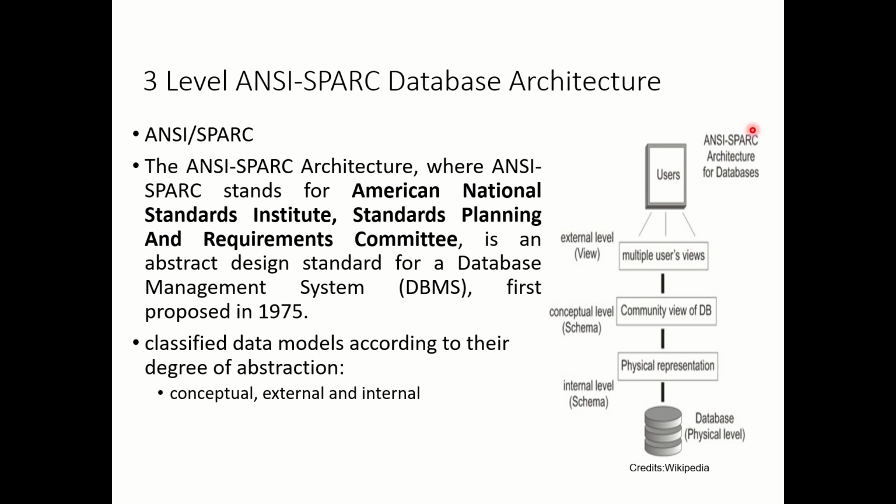Okay, so basically the structure is a three-level ANSI SPARC database structure. It is called the ANSI SPARC database structure. ANSI is nothing but the American National Standards Institute Standards Planning and Requirements Committee, and this is the abstract design standard which they came out with for any database management system. This was founded in 1975, with the internal schema layer and the conceptual or contextual layer, followed by the external layer. So these are the three different layers that come into the picture.